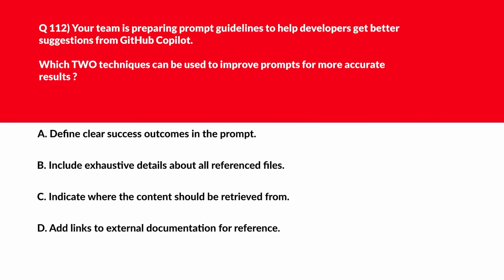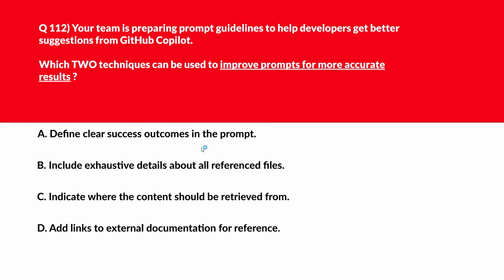Alrighty, we got a multiple choice question. We need to select two correct answers. This is all about improving prompts for more accurate results. Option A says define clear success outcomes in the prompt. Success outcomes guide Copilot towards generating responses that match the intended result. Let's keep it. Option B says include exhaustive details about all reference files.